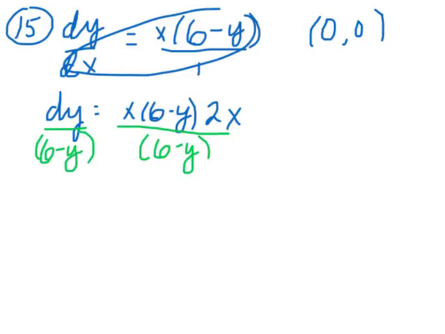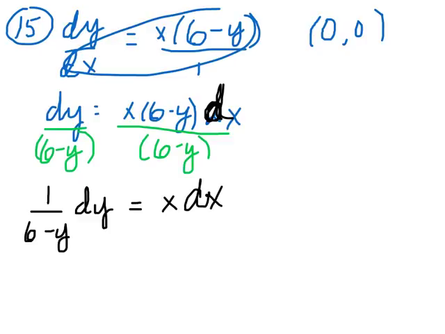So I'm going to write it like this in the next step. 1 over 6 minus y dy equals x, let's see, oh, I wrote down 2x instead of dx here. This should have been a dx. I don't know what I was thinking. So that would be x times dx. That's all I'd have left there.